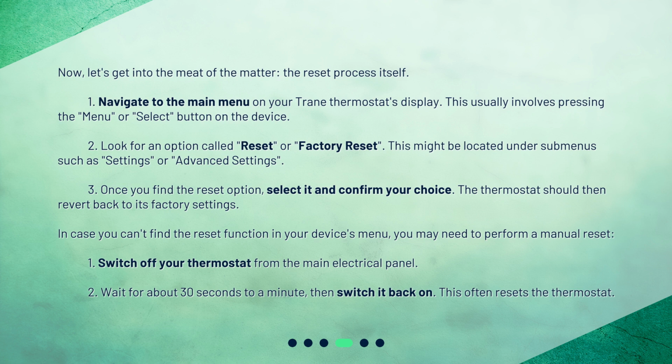3. Once you find the reset option, select it and confirm your choice. The thermostat should then revert back to its factory settings. In case you can't find the reset function in your device's menu, you may need to perform a manual reset. 1. Switch off your thermostat from the main electrical panel. 2. Wait for about 30 seconds to a minute, then switch it back on. This often resets the thermostat.